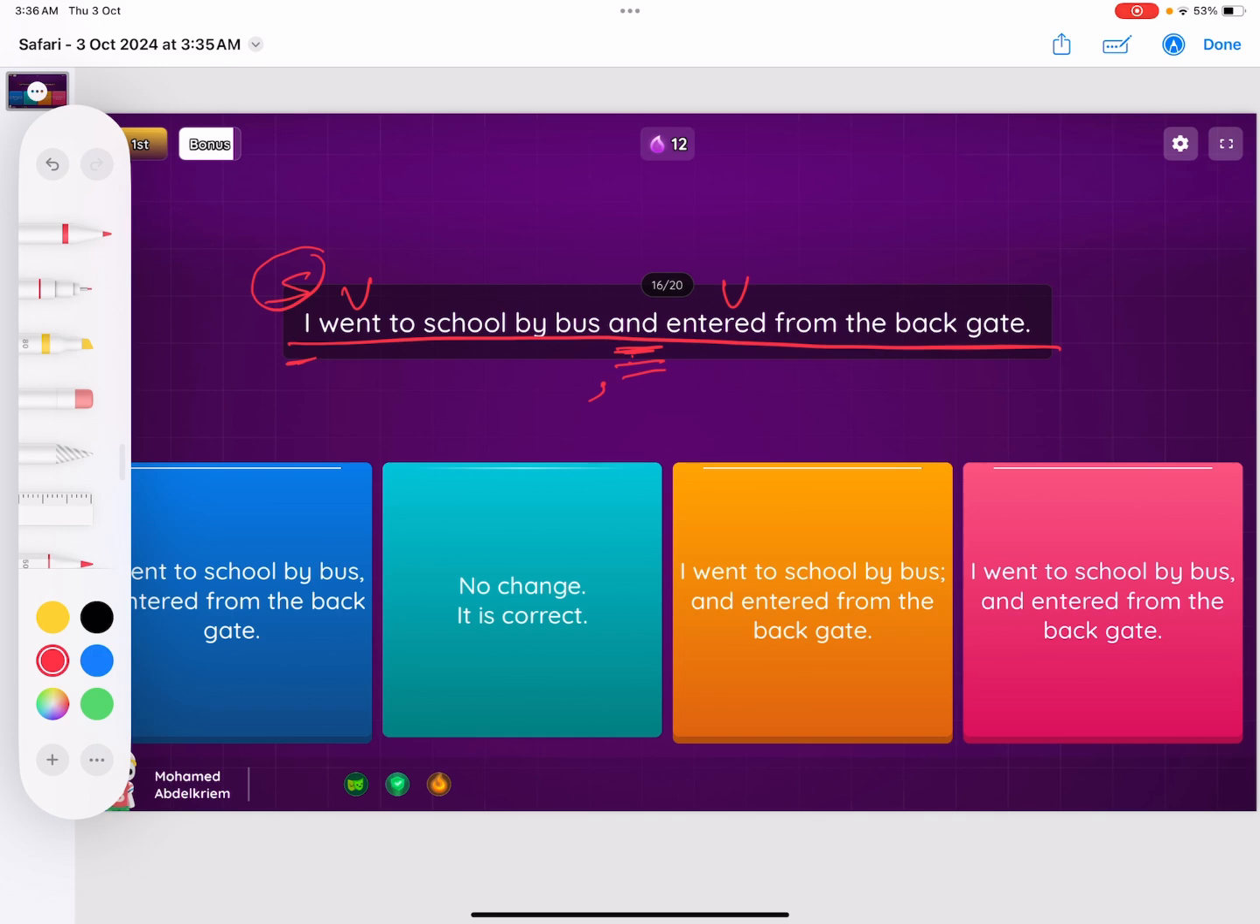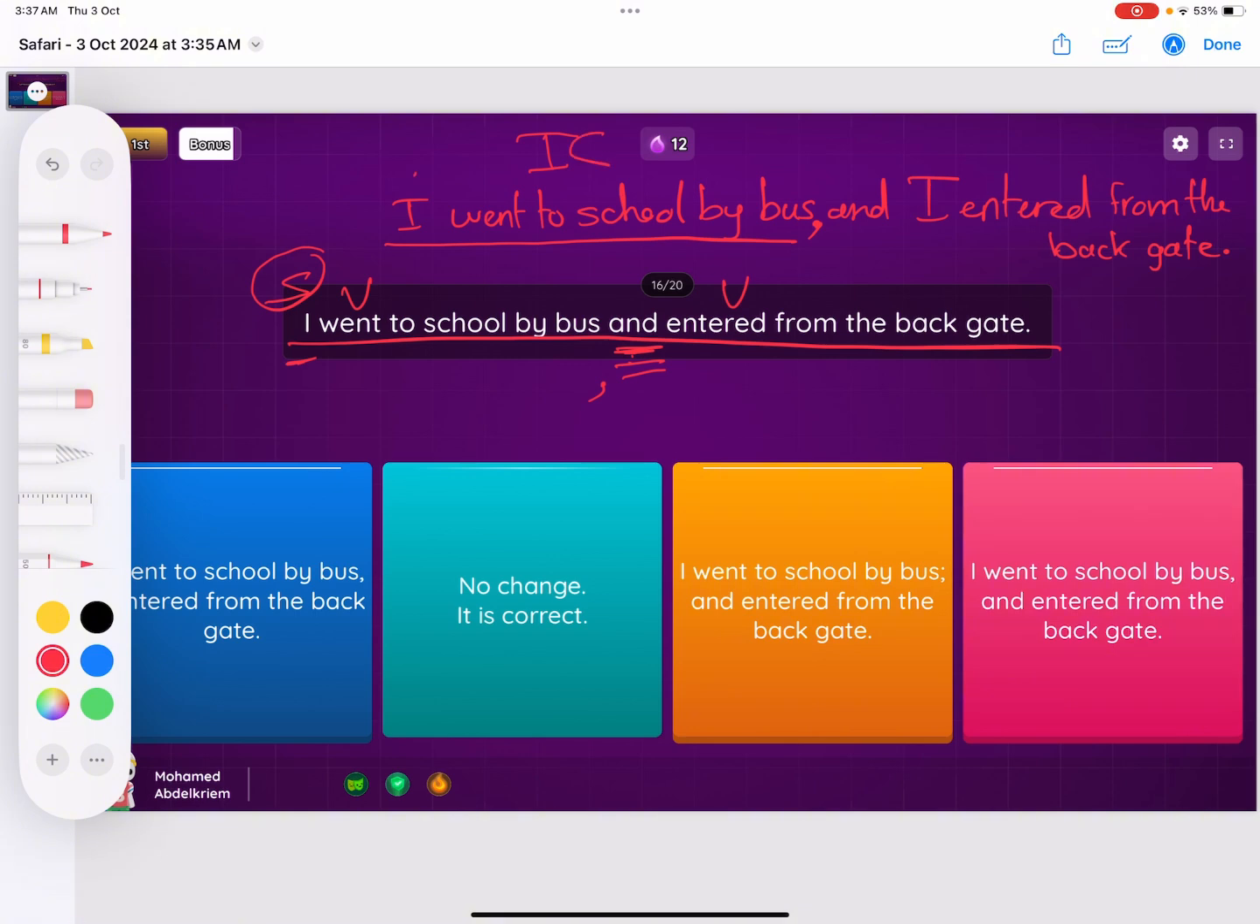Check out this example. If I said, I went to school by bus and I entered from the back gate. If it was like this, it would have been correct, and I need to use a comma here. Mister, they are the same. No, they are not the same. Check it out. I went to school by bus. This is an independent clause because here there is a subject and there is a verb. The other side here is an independent clause as well because there is a new subject and there is a verb. So if this is the case, you must use a comma before the fanboy.